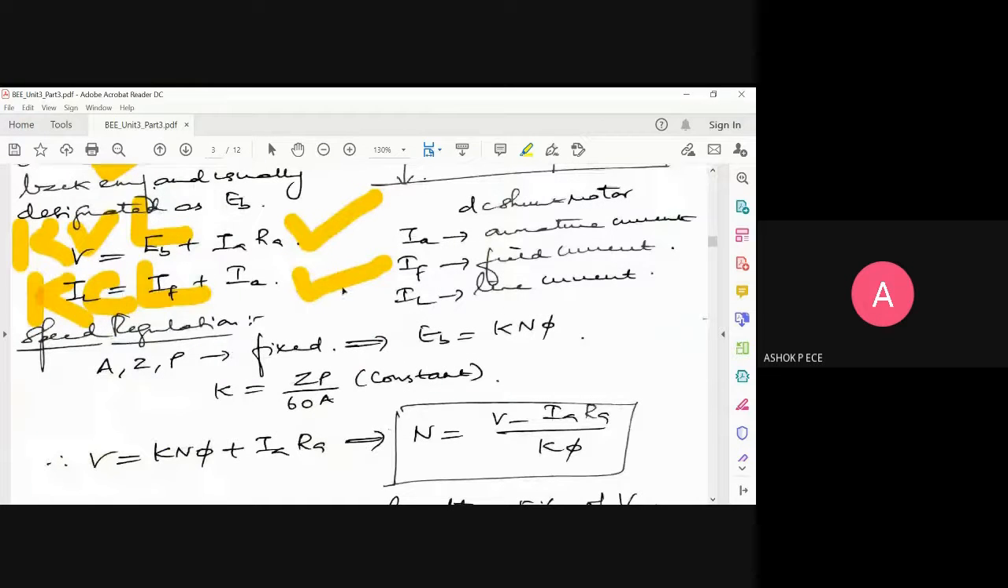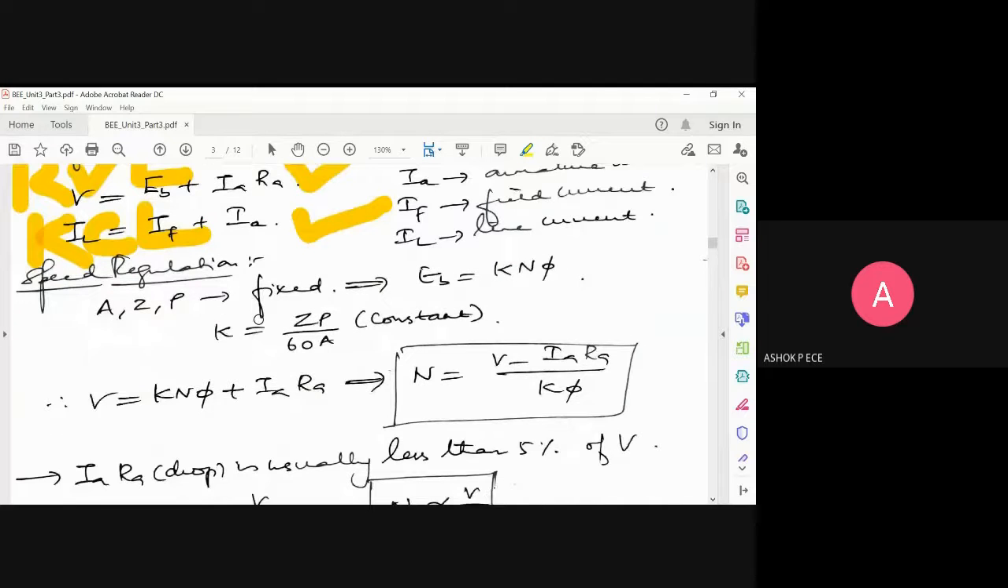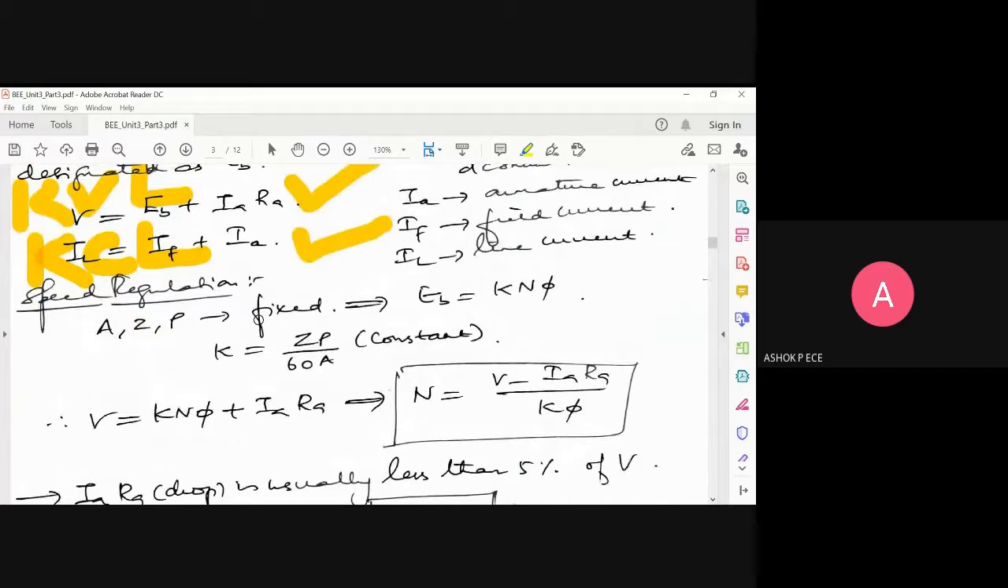Now we are going into speed regulation. So a DC motor is rotating, right? So I'm going to see what all parameters can change the speed of my DC motor.